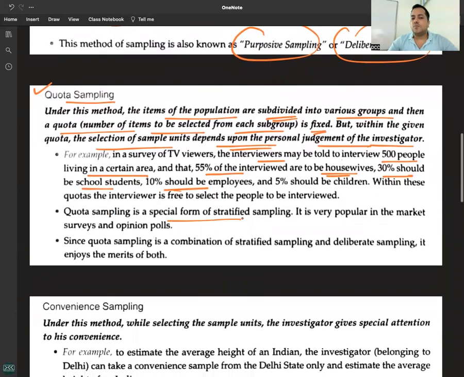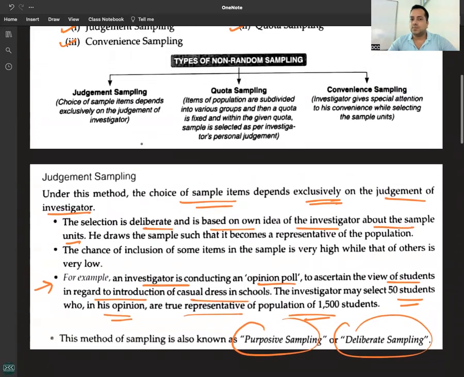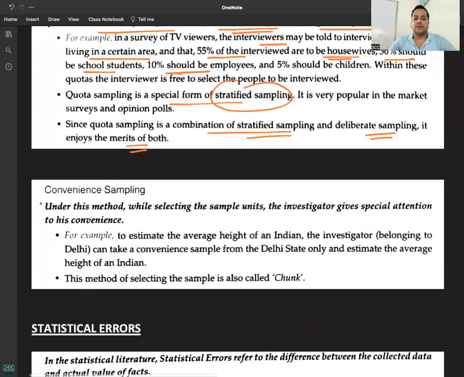Quota sampling is a special form of stratified sampling. In a way, groups are identified, it is stratified, but that is random and this is non-random. Since quota sampling is a combination of stratified sampling and deliberate sampling, it enjoys the merits of both. So in non-random, there is judgment, quota, and convenience sampling. Under this method, while selecting the sample units, the investigator gives special attention to his convenience. He says, whatever is near me, I will select the data from that. So he is looking at his convenience, and the data is selected on that basis.